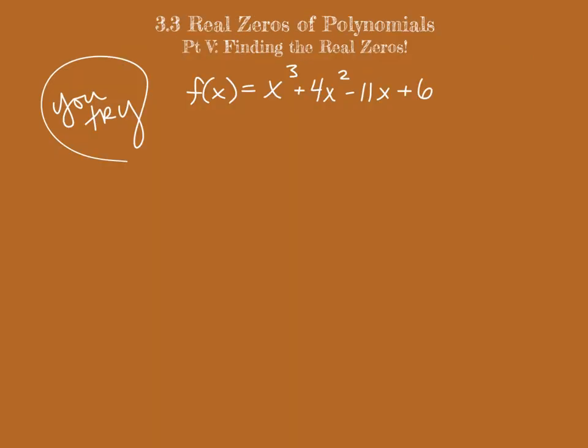This last example is not really an example, it's a you try. So what I'd like you to do, I didn't write the directions, whoops, find all the real zeros of this cubic and go ahead and pause, and once you're ready, hit play to see how you did.